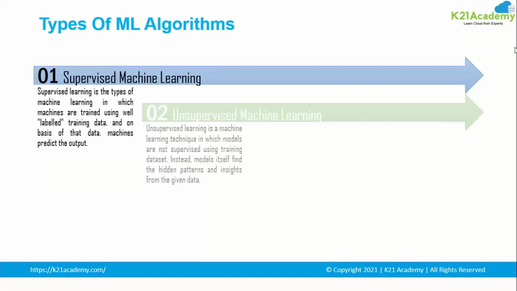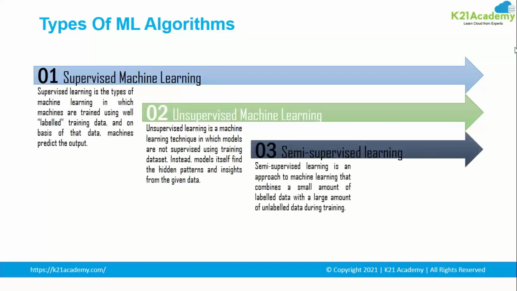Moving on to the next type, we have unsupervised machine learning algorithms. Unsupervised machine learning is a type of machine learning algorithm where the output values are not there. What happens over here is the algorithm will try to cluster the values, so whichever features have similar characteristics, it groups them together, and they are classified into the class they belong to.